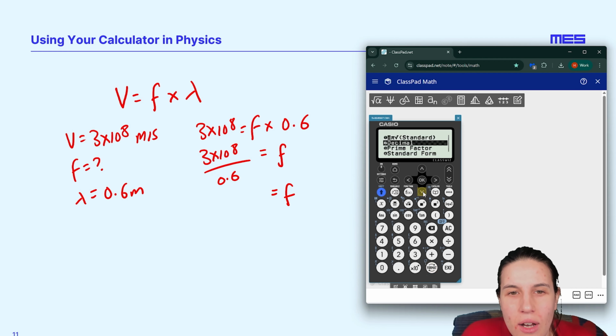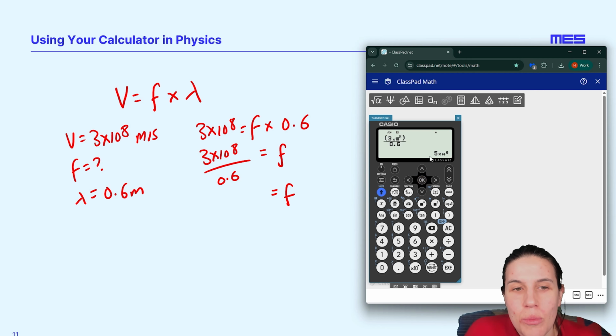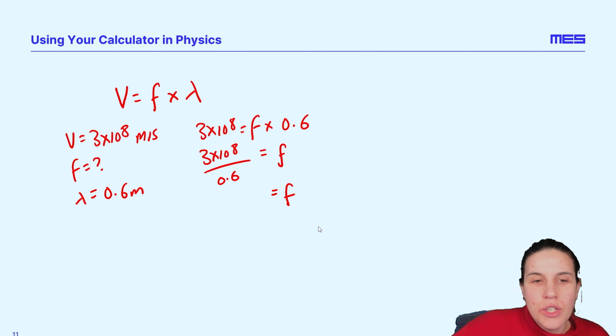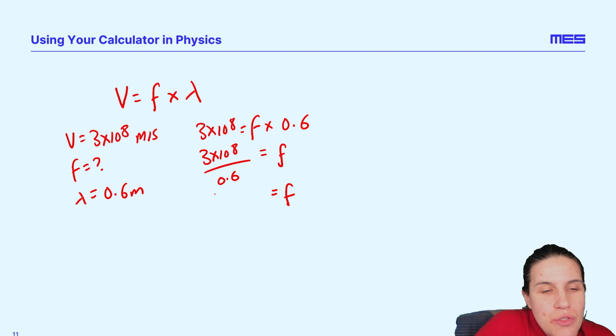And I can go down using the arrows and click standard form here, okay? So I'm going to press OK, or you can just press the number 4. Doesn't matter which one you do. Press OK, and you can see that my calculator's turned into standard form for me. So I could write it like this as my answer. So I could write, instead of all those zeros, I can just write 5 times 10 to the 8 hertz.